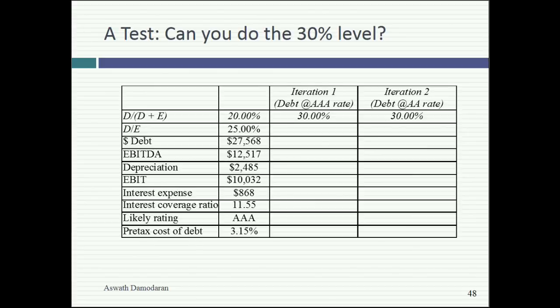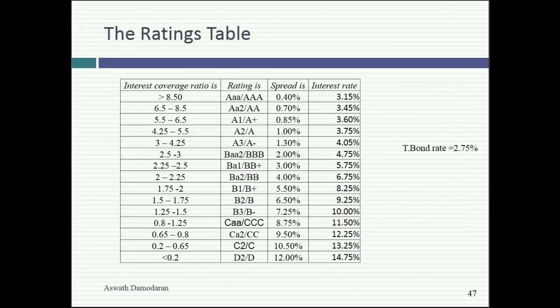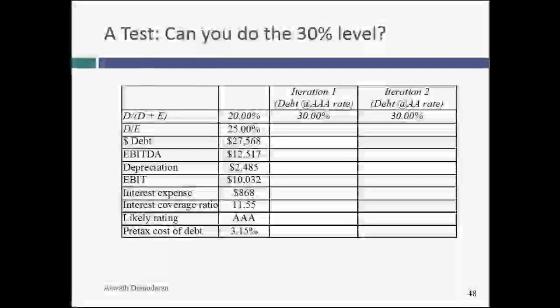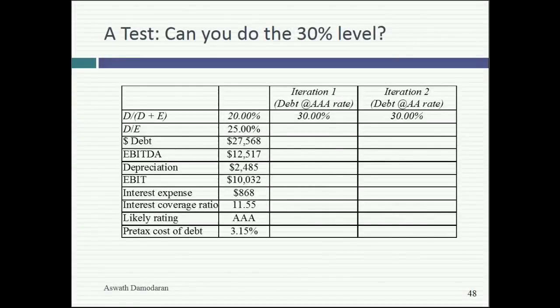You divide 10,032 by 1,302 million. Somebody with a calculator needs to help me there. 10,032 divided by 1,302 million. 7.7. So what do I do next? I go back to the previous page and I look up that lookup table. I'm looking for 7.7. Where does that put me? It puts me at a AA rating and a cost of debt of 3.45%, right? So I put in AA and a 3.45%.